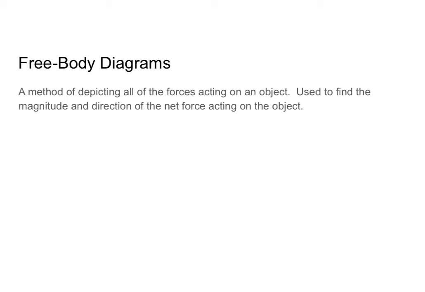Let's start off by defining a free body diagram, because I'm guessing you have never seen this term before. A free body diagram is a method of depicting all of the forces acting on an object. We use it to find the magnitude and direction of the net force acting on an object. And when I say net force, I mean total force.